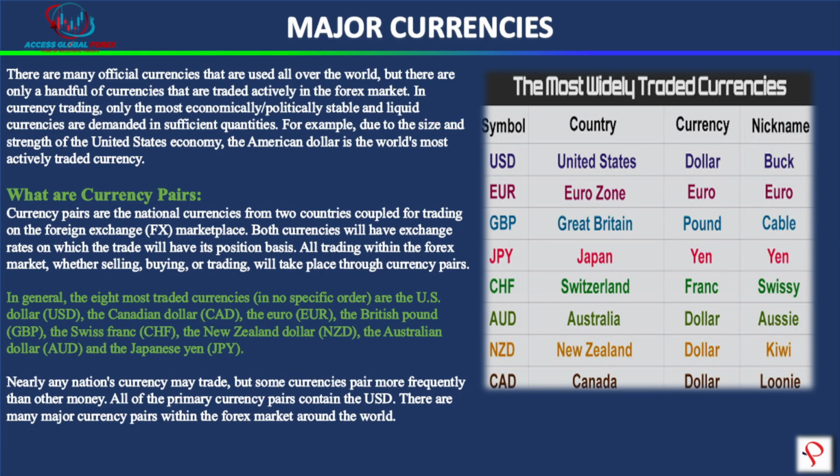In general, the 8 most traded currencies, in no specific order, are the US dollar, the Canadian dollar, the euro, the British pound, the Swiss franc, the New Zealand dollar, the Australian dollar, and the Japanese yen. So you can see them here, the most widely traded currencies, and their nickname and the country they belong to.